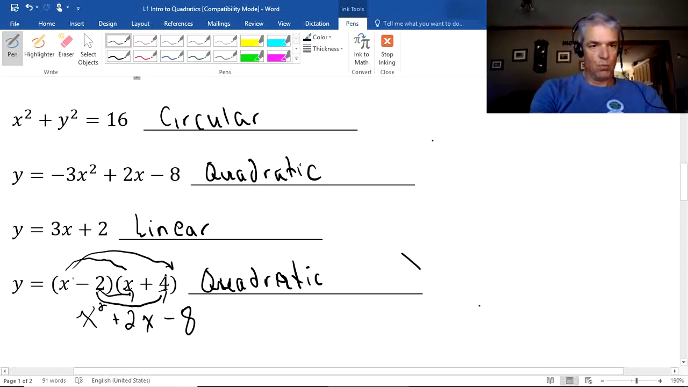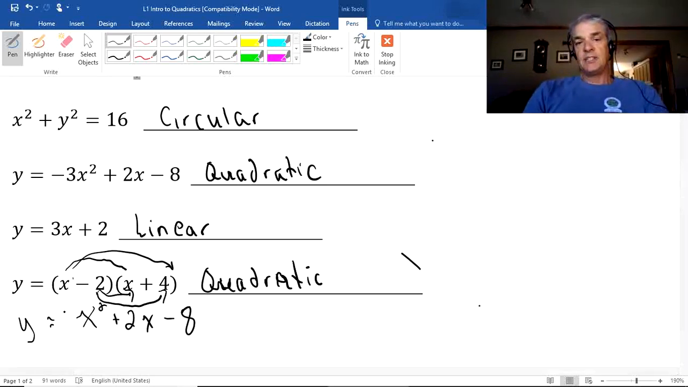Okay, so I just did it in one step, and so this would be the same equation: y equals x squared plus 2x minus 8. So that's your way of determining whether something's quadratic or not. You should be able to recognize it. Key thing is you have at least an x squared.